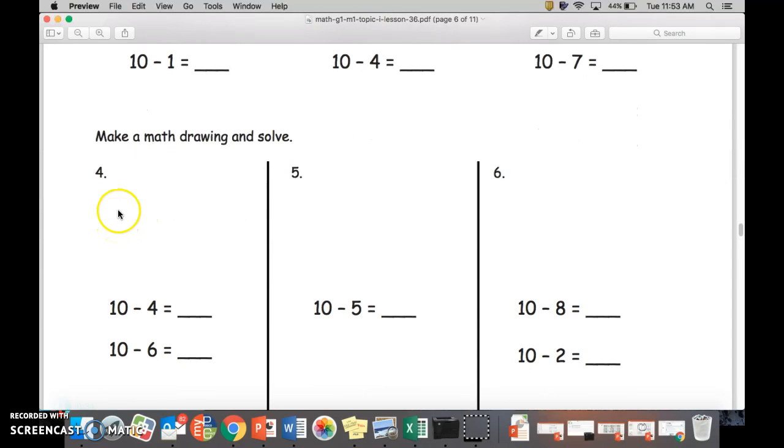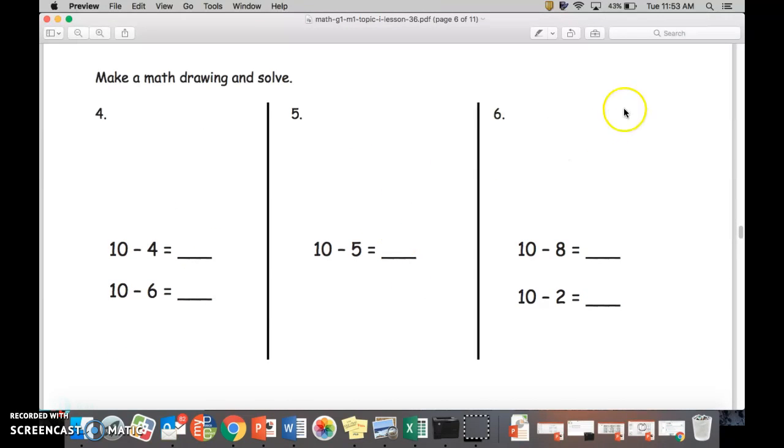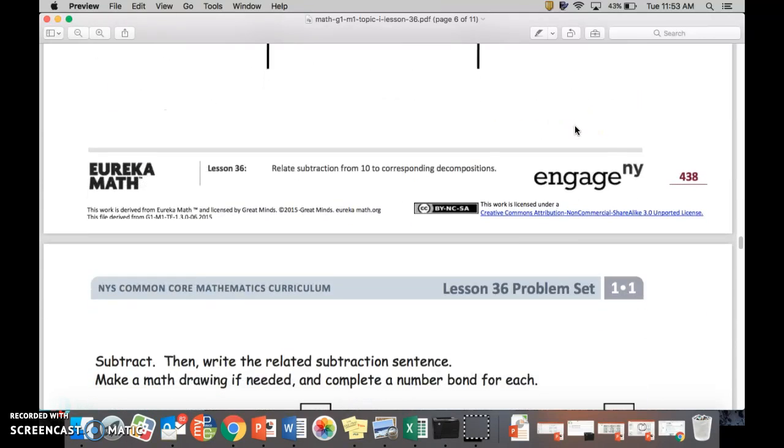Numbers 4, 5, and 6, make a math drawing and solve. So you should have 2 math drawings, one for 10 minus 4, one for 10 minus 6. You have a math drawing here and a math drawing here.